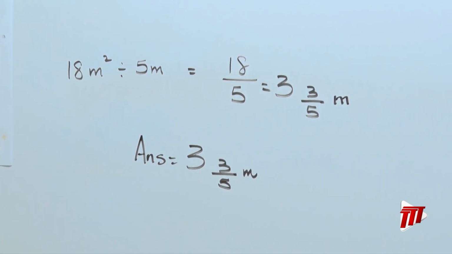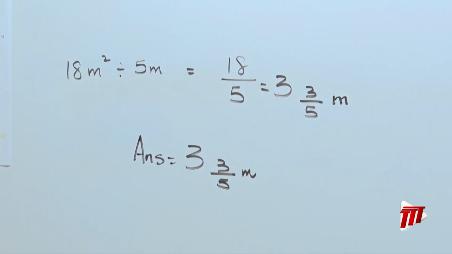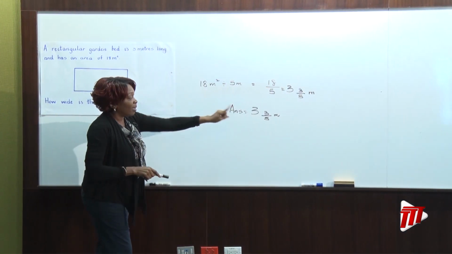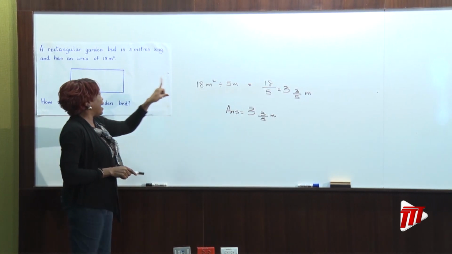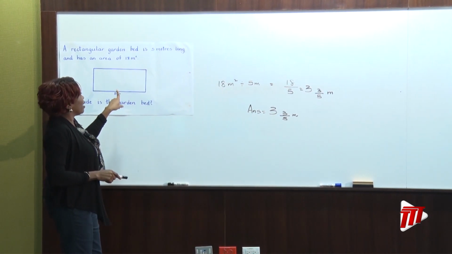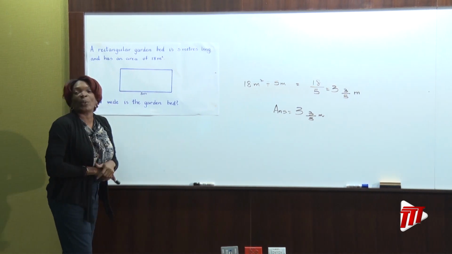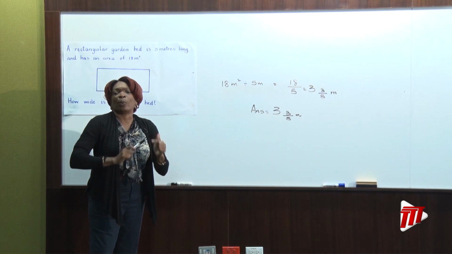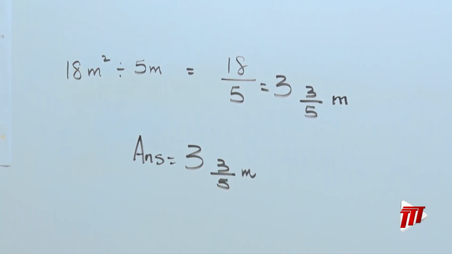Remember, we can work backwards. So if you were to work backwards, what would you have to do? You would have to multiply the breadth that is given by the length. And then you will see that you will get your 18 meters squared. Remember what I keep telling you? Always check over. Always work backwards to make sure that your answer is correct.